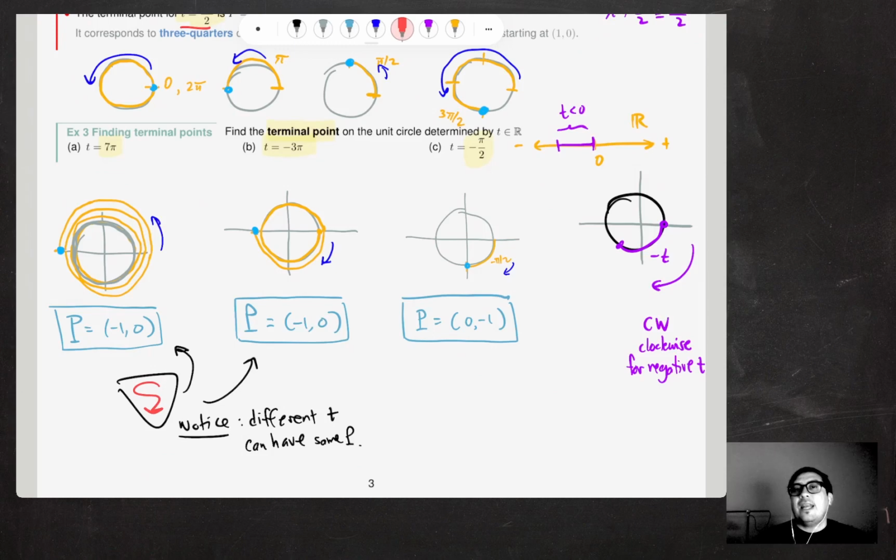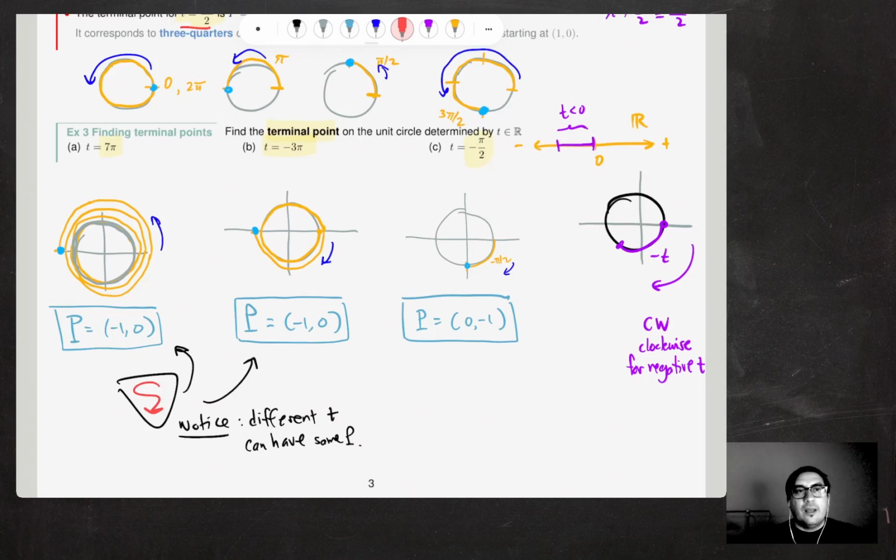All right, and finally, negative pi over 2, because remember, if we have a negative number, by convention, we're going to go down instead of up. Now, if pi over 2 was going 1/4 of the turn up, negative pi over 2 is still 1/4 of a turn, but we just go down.